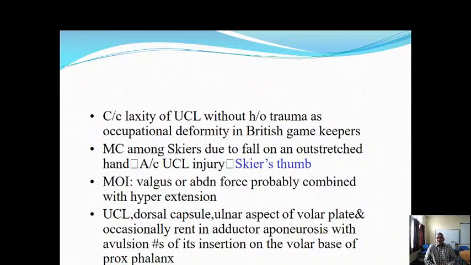Mechanism of injury is valgus or abduction force, probably combined with hyperextension. The ulnar collateral ligament, dorsal capsule, ulnar aspect of the volar plate, and occasional rent in the adductor aponeurosis with avulsion fractures of its insertion on the volar base of the proximal phalanx. So gamekeeper's thumb is basically a tear in the ulnar collateral ligament.